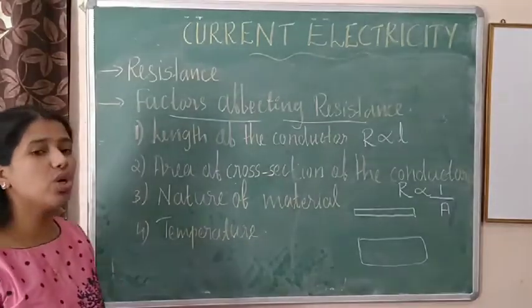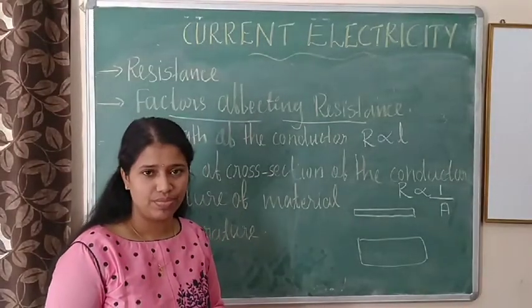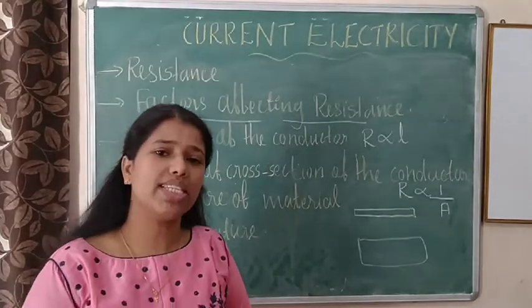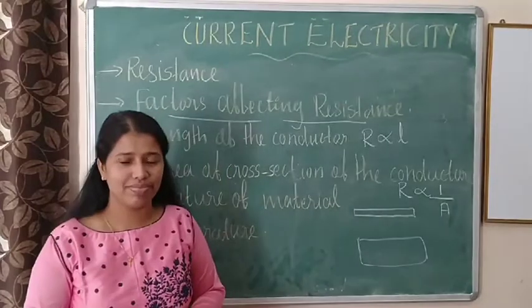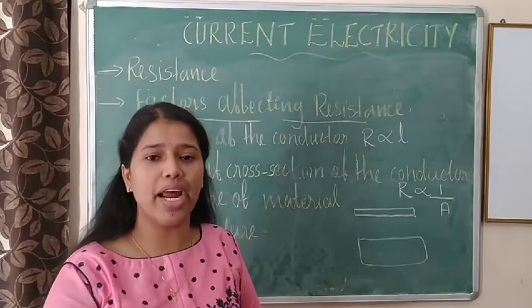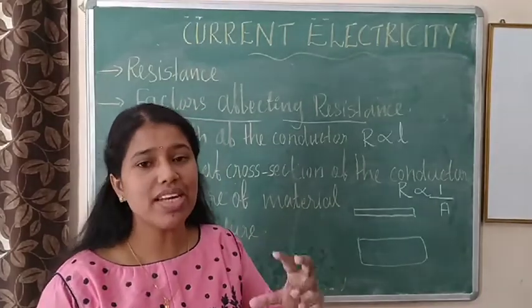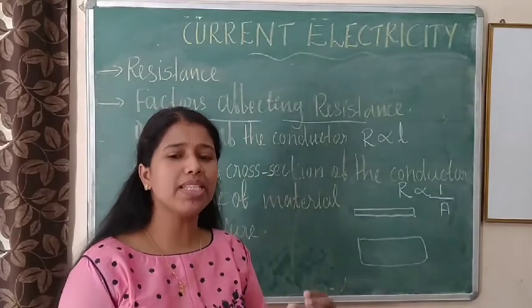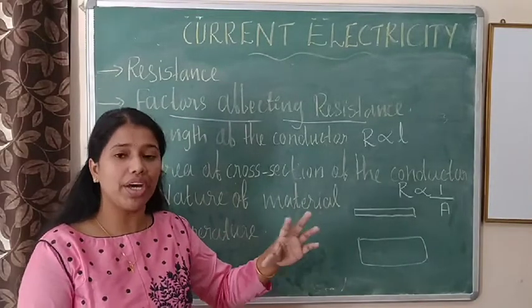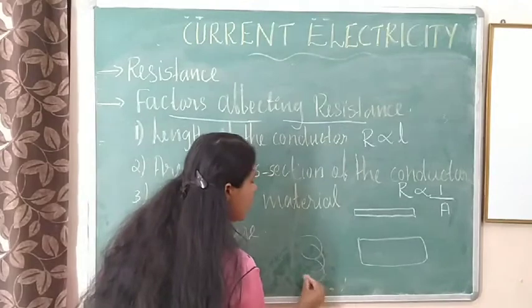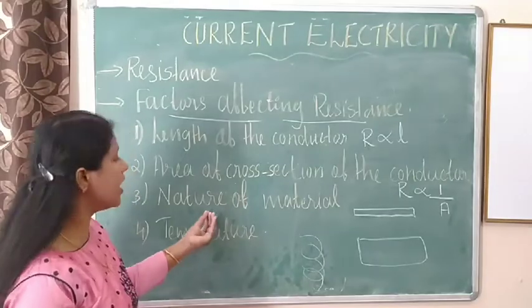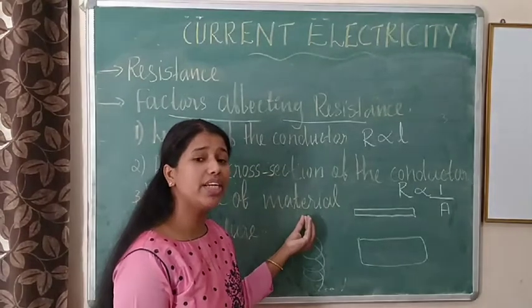Third one is nature of material. Resistance changes according to the material. For example, have you seen inside an iron box or an electric water heater? Some wires are there, and that wire is entirely different, not like copper wires. So resistance depends on the nature of the material.